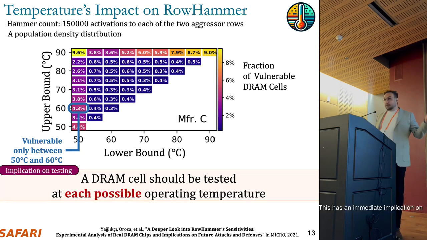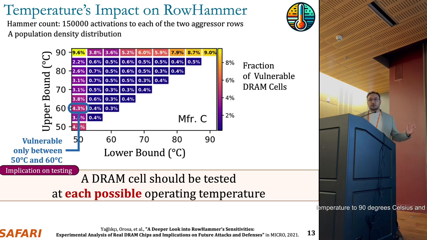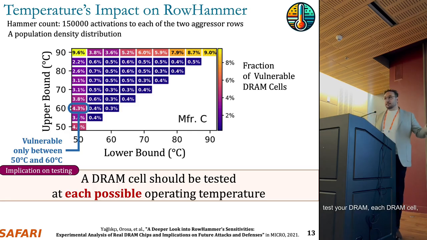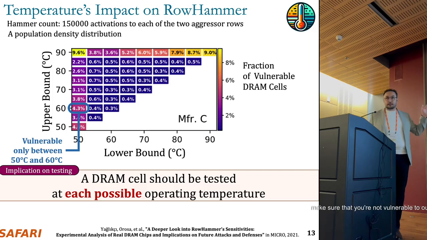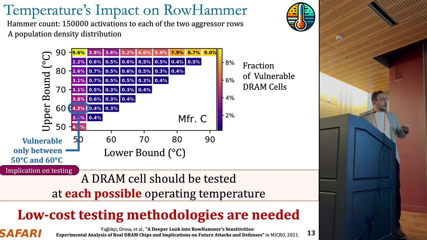This has an immediate implication on testing. Now you cannot just crank up your temperature to 90 degrees Celsius and expect to observe the worst case. You need to test each DRAM cell in each possible operating temperature to make sure that you're not vulnerable to Rowhammer. And it motivates future research on low-cost testing methodologies.